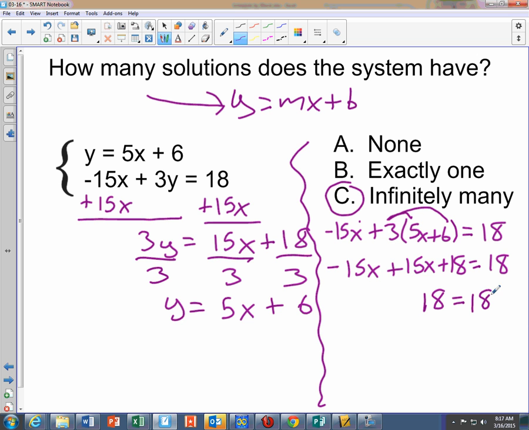18 equals 18. Did the variables go away? Did the variables completely go away? Do you see any variables here? No. The variables went away, and 18 equals 18. Is that a true or false statement? True. So, because it's a true statement, we know that it's infinitely many.